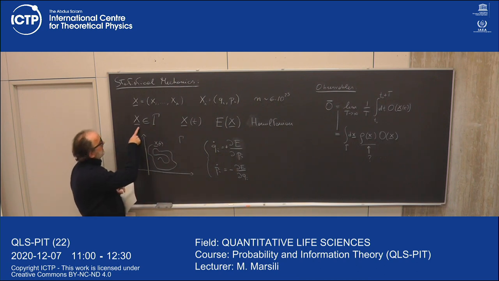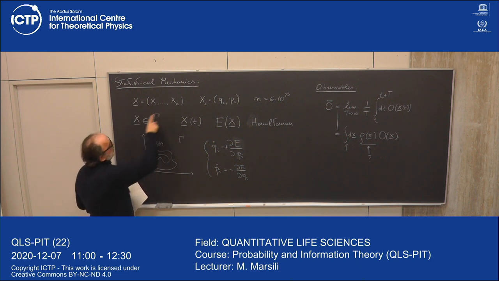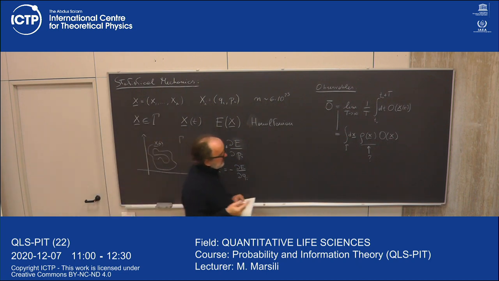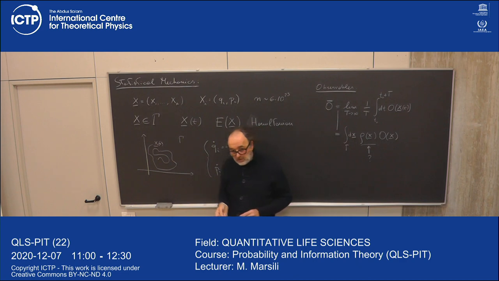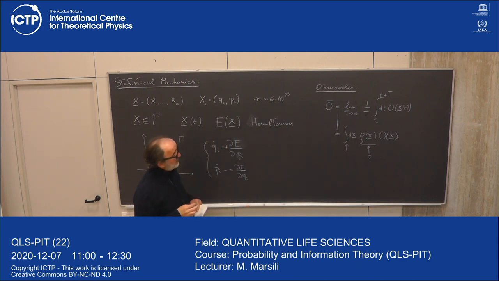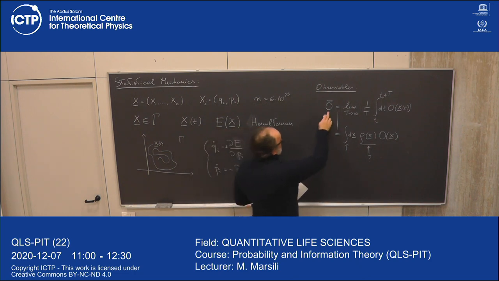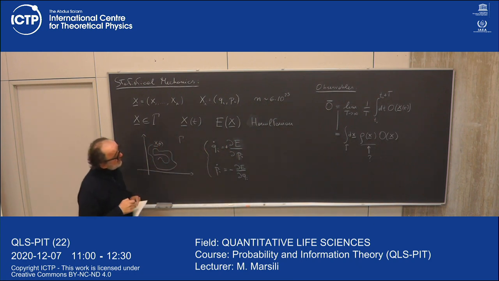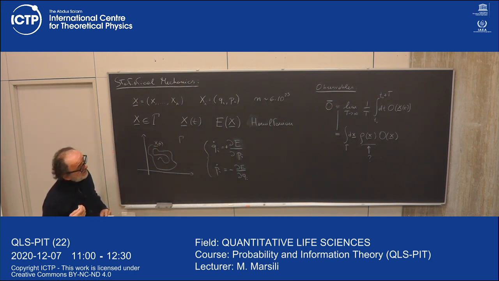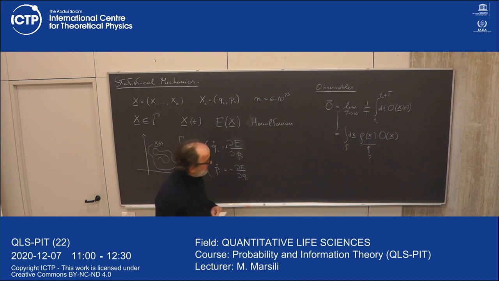One is a very microscopic description in terms of the configurations of your system. The other one is a statistical description in terms of a probability distribution defined on the space of coordinates of your variables. And the third one is a deterministic, if you want, thermodynamic description, in the sense of the description of the system at the level of macroscopic quantities.